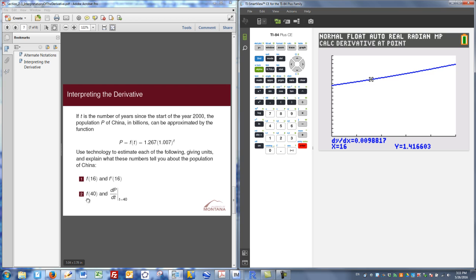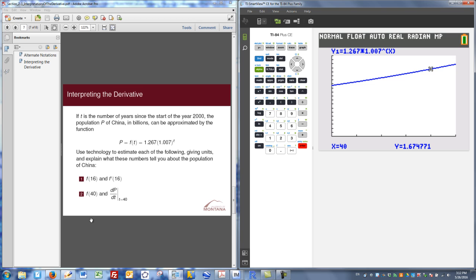Okay, let's take a look at what it's doing quite a bit later, in 2040. To do that, the first thing I would do is put it in trace mode and type in 40 and see what's going on there. So if I do 40, what I'm seeing is that the population is predicted to be 1.674 billion people, so quite a bit more than what we had back in 2016, but not incredibly much more. Well, I guess it is quite a bit more. We think in terms of the scale here, we're talking billions.